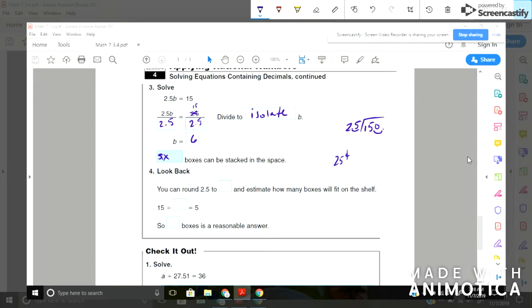What it wants us to do is just double check that. You can round 2.5 to 3 and estimate how many boxes will fit in one shelf. 15 divided by 3 would give us 5. And so our answer of 6 boxes is reasonably close and makes sense.